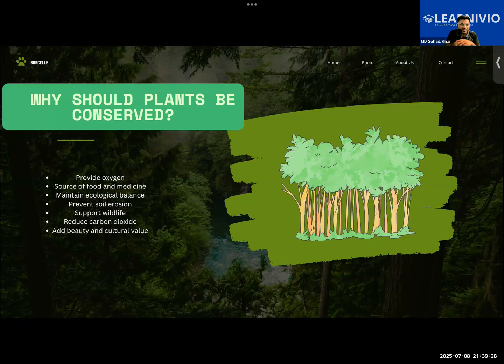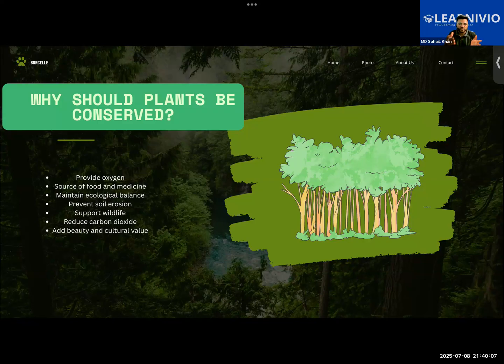So now the question is, why should plants be conserved? Plants must have some important role to play. As a child, you would have learned about various roles of the plant. They provide oxygen to us. You know the Amazon rainforest is called the green lungs of the earth, right, Doha? So they maintain the balance of oxygen and carbon dioxide in the air. Also, plants absorb lots of carbon dioxide gas.